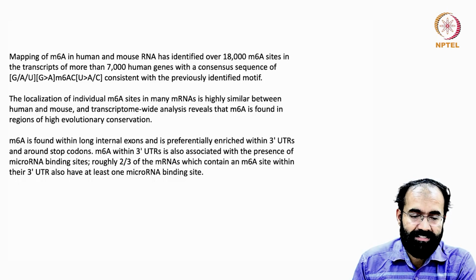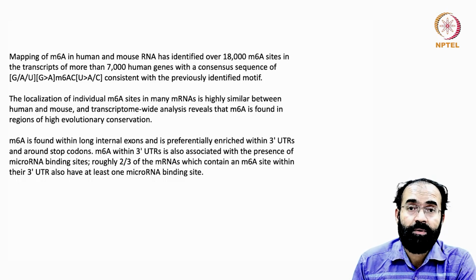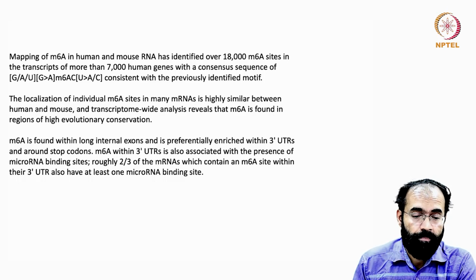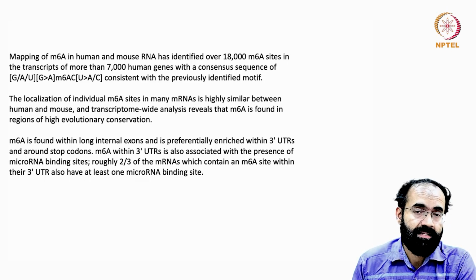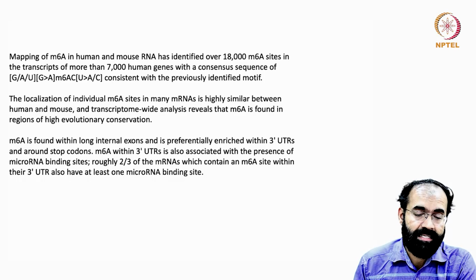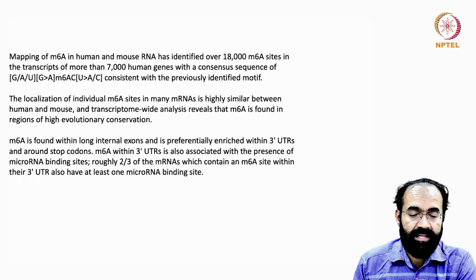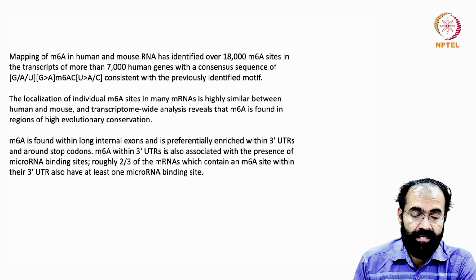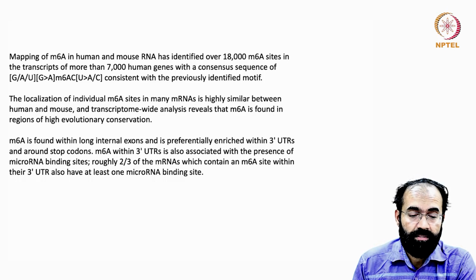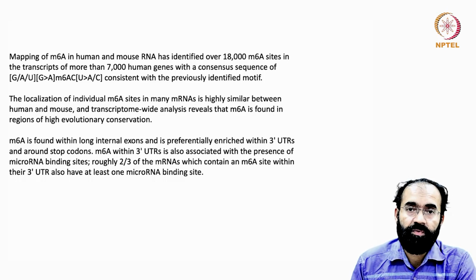G, A or U as the first base, it can be either G, A or U, and the second base has to be G or A. Preference is given to G over A, and the next base is the M6A, that is, adenine is a must, which will be methylated, followed by a C, and the next base is U or A or C, but U is preferred more than A or C. So this is the sequence you find.